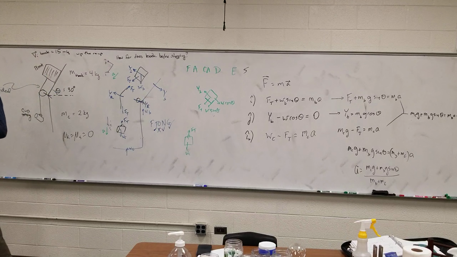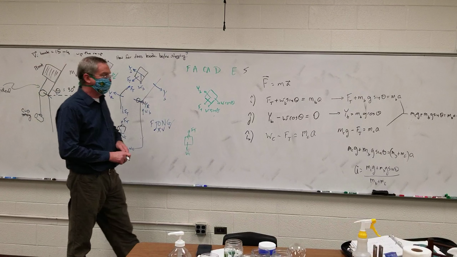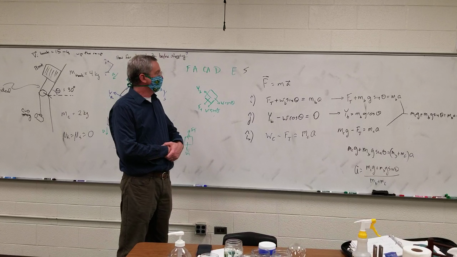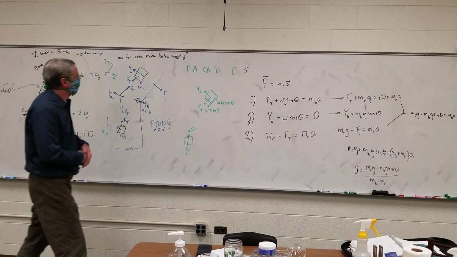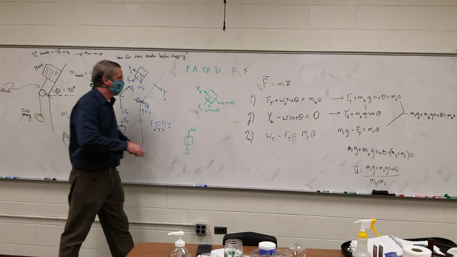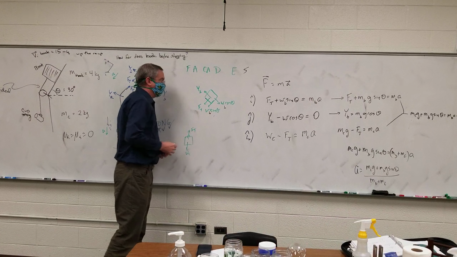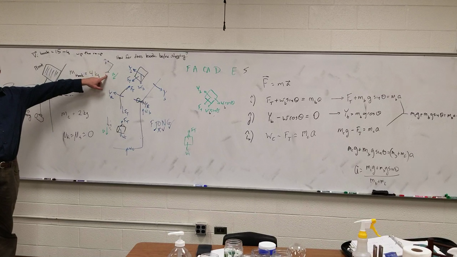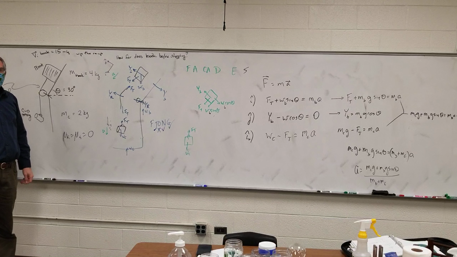Questions up there before we do plug and chug? Why did you have the W sine theta as a positive? Wouldn't that be negative since it's going to the left kind of? W sine theta is acting down the ramp. And over here, we said down the ramp was the positive i hat direction. Oh, okay. I just assumed that i hat was like that way and j hat was that way.